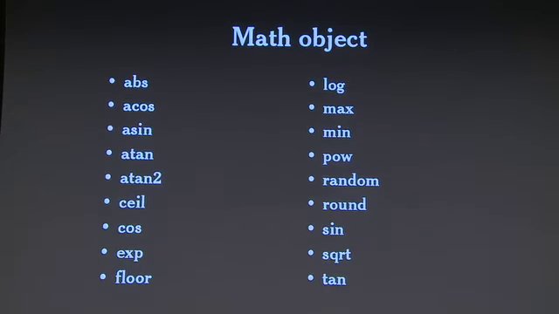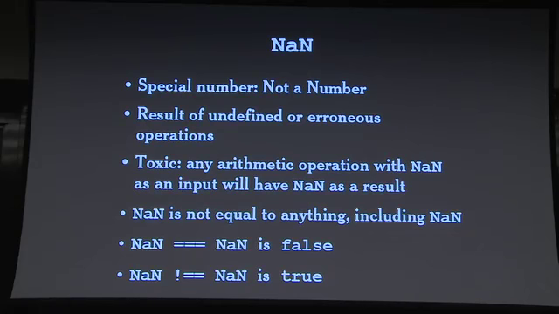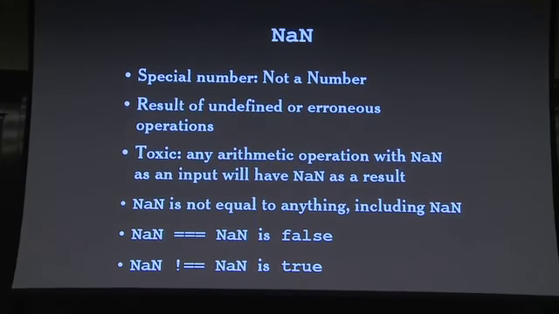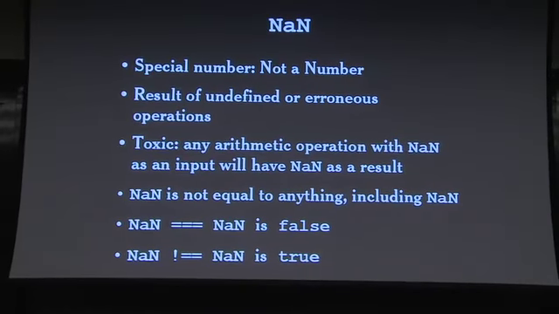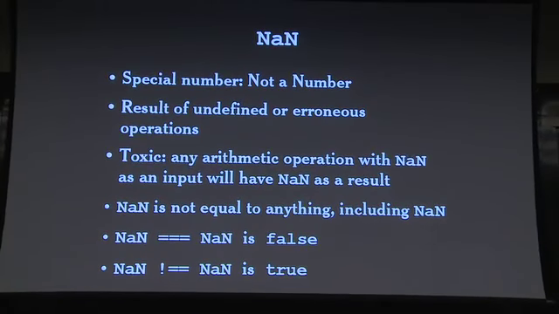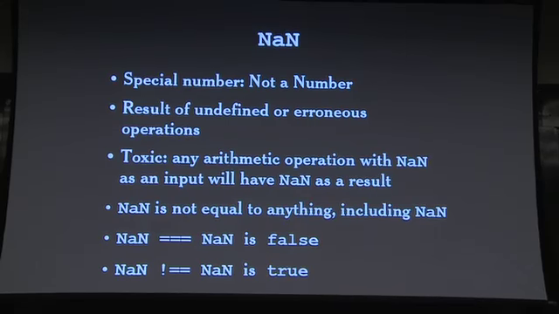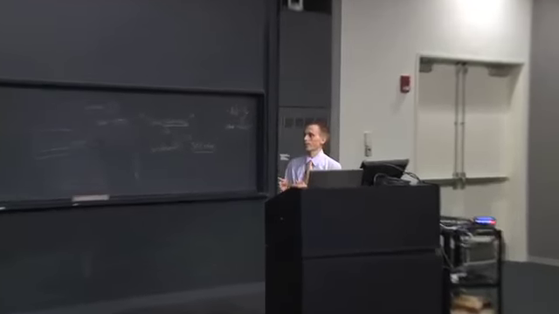NaN, you'll see this inside of your debugging. This stands for not a number, and it's the result of erroneous operations. If you do 1 divided by 0, then you'll get NaN. It's toxic, so any arithmetic operation with that produces this result will also have NaN as a result. So that means that if you add 1 to 1 divided by 0, then the result of that will also be NaN, not a number.